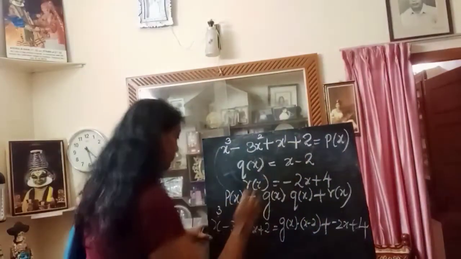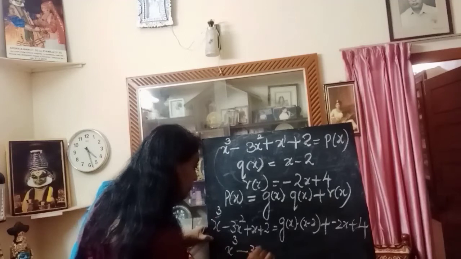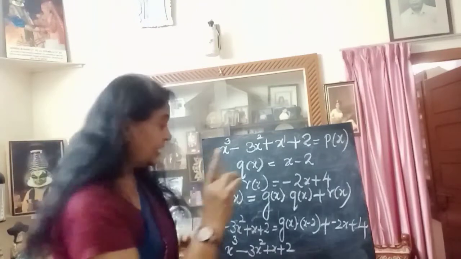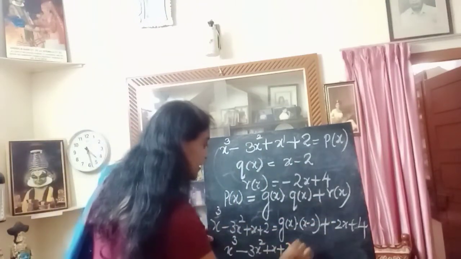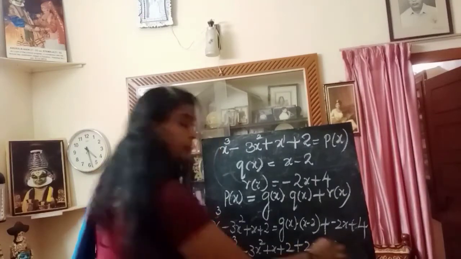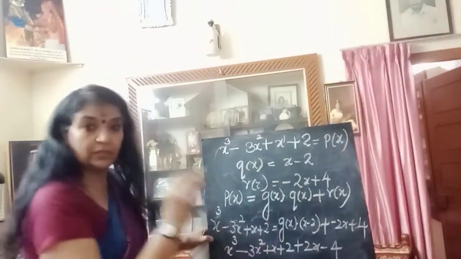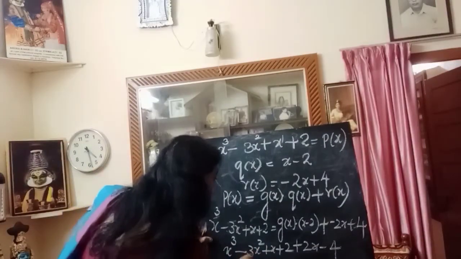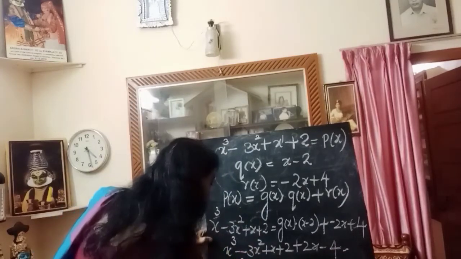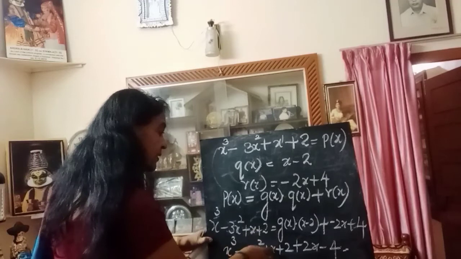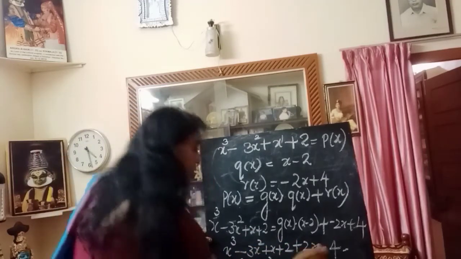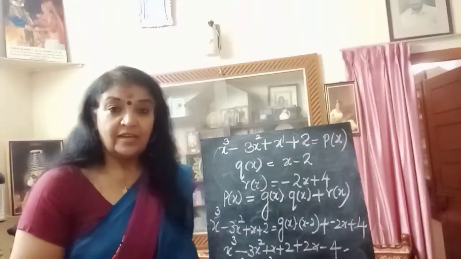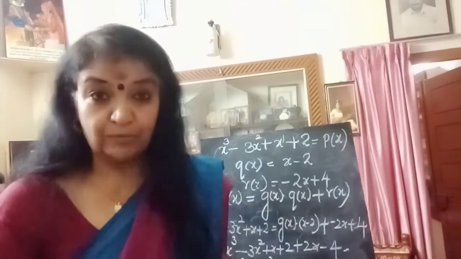So this is p of x, x cube minus 3x square plus x plus 2. Instead of subtracting, taking the additive inverse, negative 2x becomes plus 2x, and plus 4 becomes minus 4. Now if you take the additive inverse, the meaning is addition. So x cube, this answer is x cube, then minus 3x square, then x and 2x, that is 3x, minus 4 and 2, this is minus 2. So we got this term, and after subtracting, we got this polynomial.